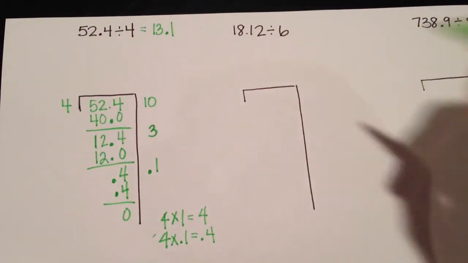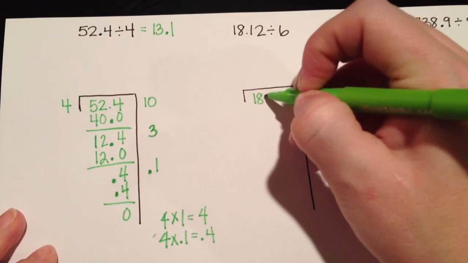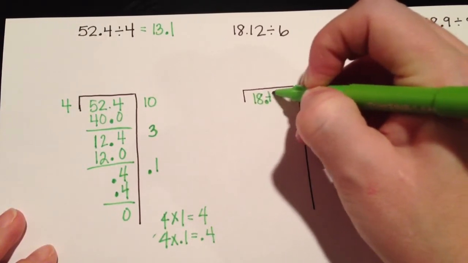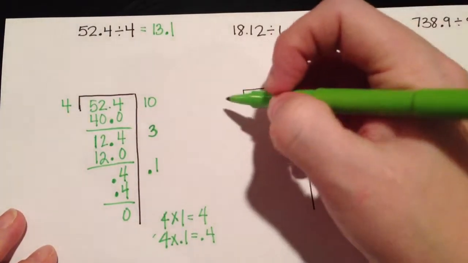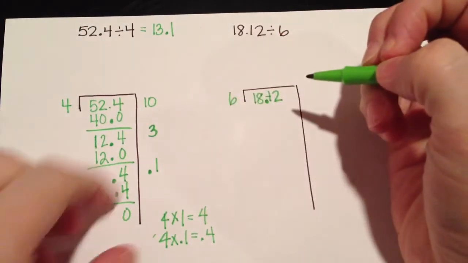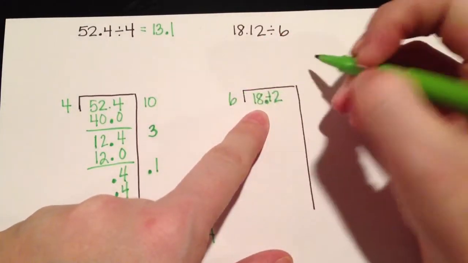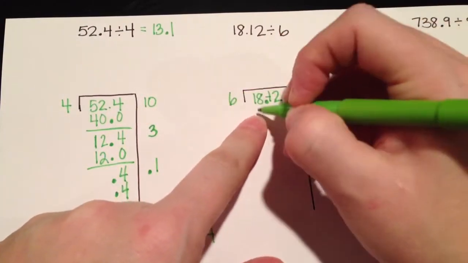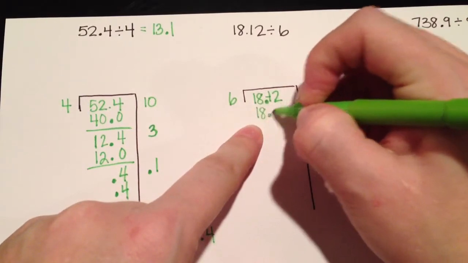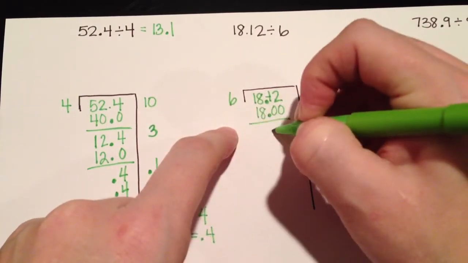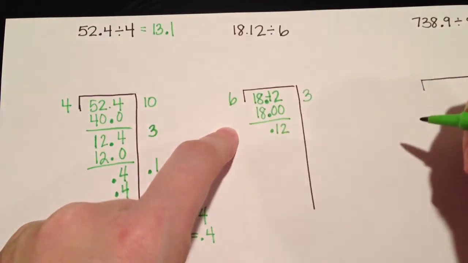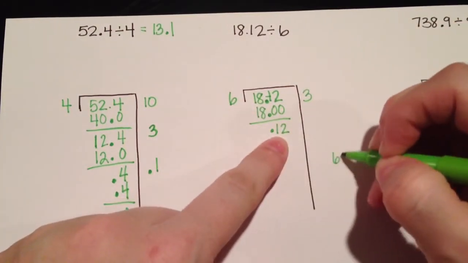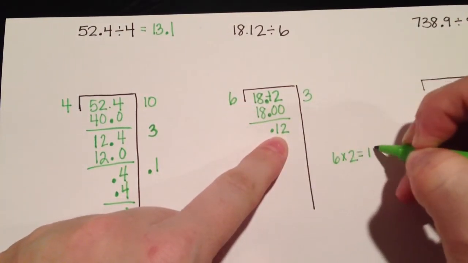The second problem was 18 and 12/100 divided by 6. And again, we're going to focus on the whole numbers. And 6 can go into 18 3 times. 3 times 6 is 18. Make sure that everything remains lined up. And we have 12/100. So 6 times 2, I know, is 12.